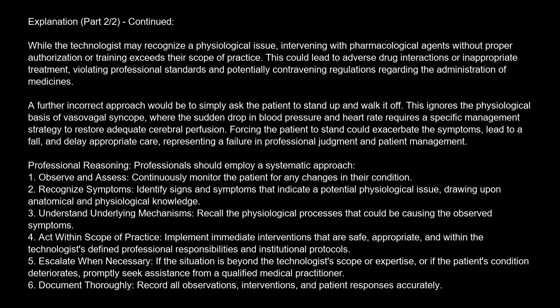Professional reasoning. Professionals should employ a systematic approach. 1. Observe and assess. Continuously monitor the patient for any changes in their condition. 2. Recognize symptoms. Identify signs and symptoms that indicate a potential physiological issue, drawing upon anatomical and physiological knowledge. 3. Understand underlying mechanisms. Recall the physiological processes that could be causing the observed symptoms. 4. Act within scope of practice. Implement immediate interventions that are safe, appropriate, and within the technologists' defined professional responsibilities and institutional protocols.